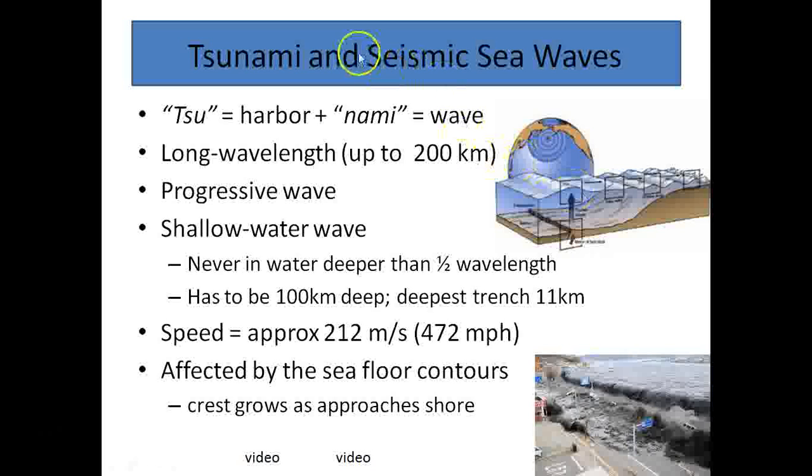In the last chapter, we talked about other properties like its wavelength. It has a really long wavelength, up to 200 kilometers. So it is obviously a shallow water wave because it can never get deeper than half its wavelength. Half its wavelength would be 100 kilometers, and the deepest trench in the ocean is only 11 kilometers. So it will never be a deep water wave, always a shallow water wave, and so it's always feeling the pull of the ocean floor. It's progressive, meaning it's not just staying still, it's moving. You can see the waves moving forward.